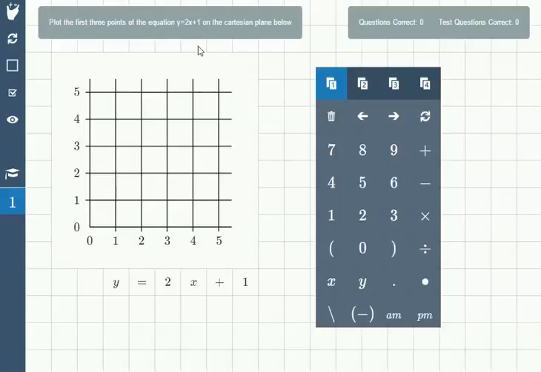To answer this question, we need to plot the first 3 points of the equation y equals 2x plus 1 on the Cartesian plane below. Now we could do this by generating a table of values and then plotting those values, but with a linear equation we don't actually have to, because the numbers in the equation itself give us the information we need.